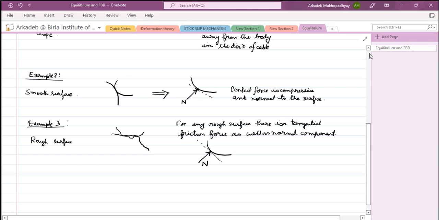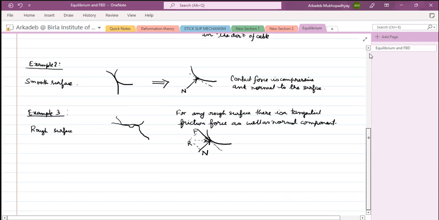Say along this direction we have the frictional force F, and you can have a resultant of this friction and normal force R, like this. Okay. Are you getting my point?